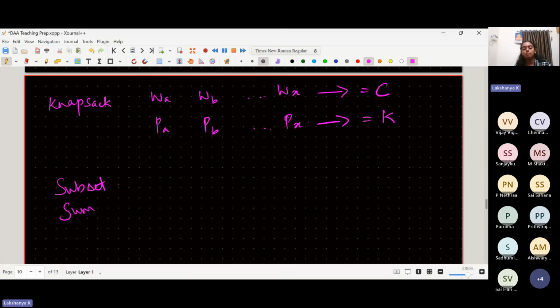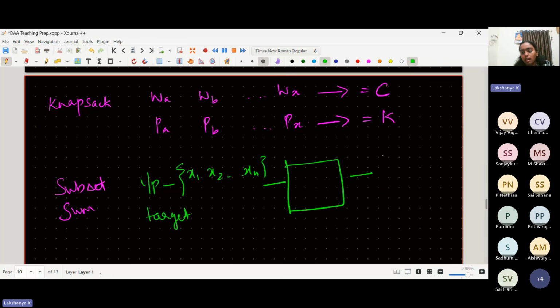Okay. Subset sum. I have a machine that will solve the subset sum problem for me. When I say it will solve, what I mean is I'll give it an input which is a set of elements x1, x2 up to xn and a target. If I give these two inputs, it will do something and return a yes if the sum of the elements is equal to the target. Otherwise, it will return a no. What exactly it does inside is a black box, which I don't care about. This is what the machine does. Clear so far?